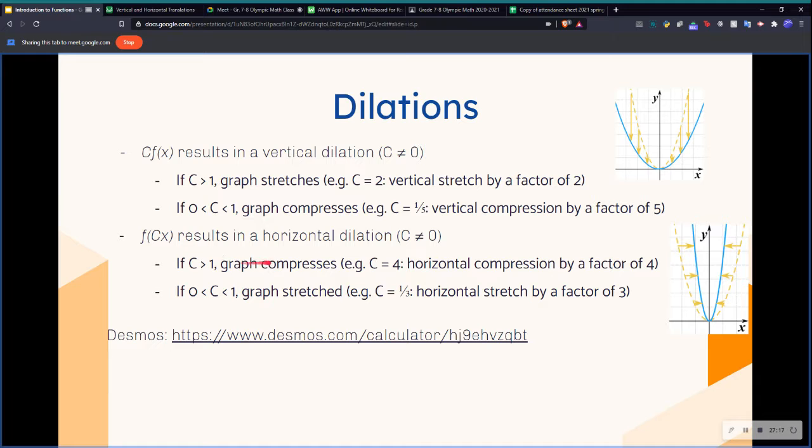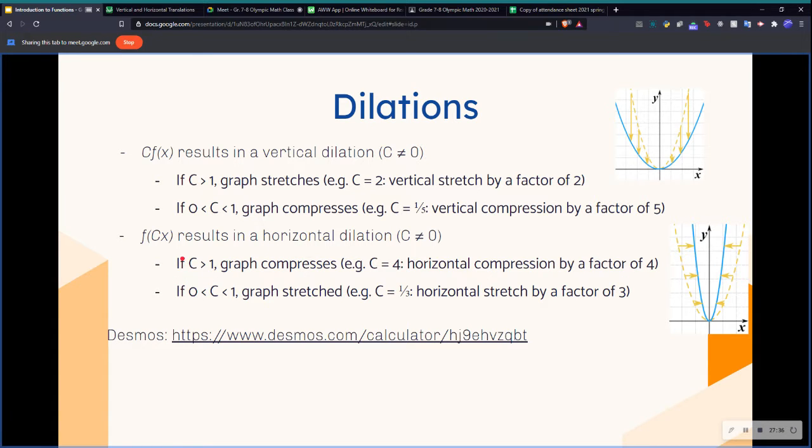If c is bigger than 1, the graph would compress inward like this. For example, you have c is equal to 4. With that, you'll have a horizontal compression by a factor of 4. So I phrase it, horizontal compression by a factor of 4.